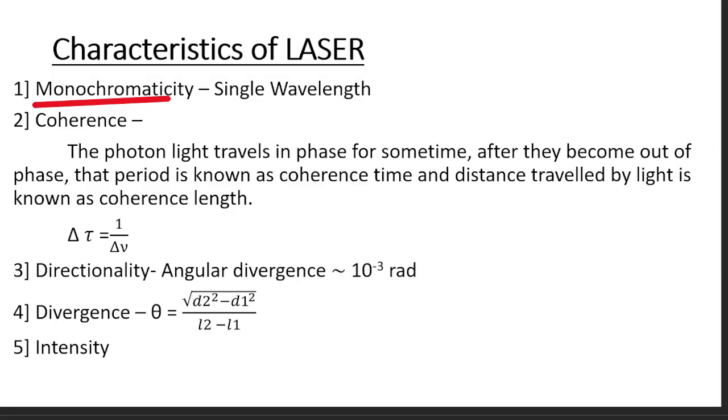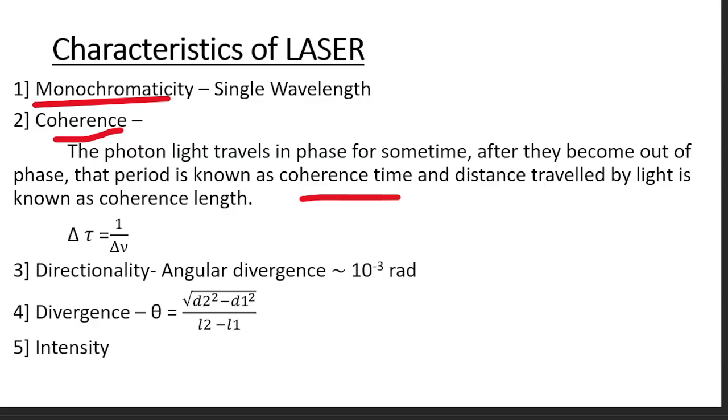Now the second property is coherence. In the laser, a large number of photons are emitted through stimulated emission and therefore they are in phase with each other. That means if the light coming from the laser is in phase, then we can say that it is highly coherent. The light travels in phase for some time and after some time it becomes out of phase. This period is the coherence time, and the distance traveled by the light is the coherence length.